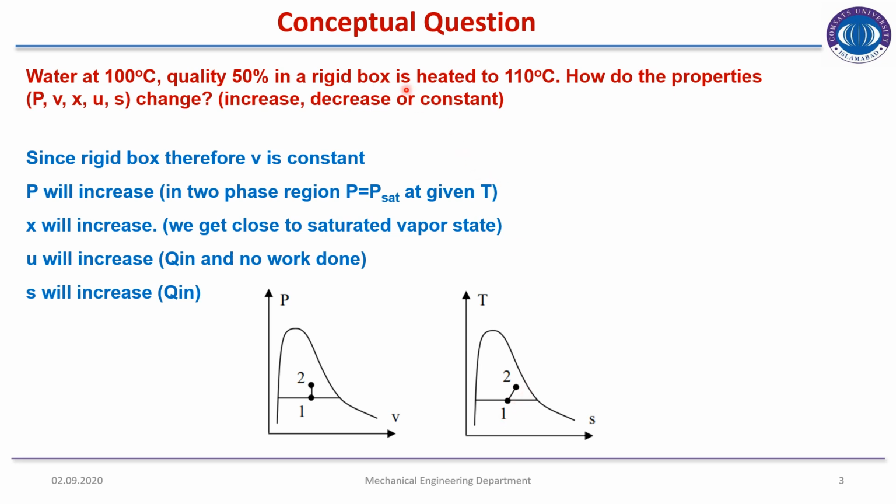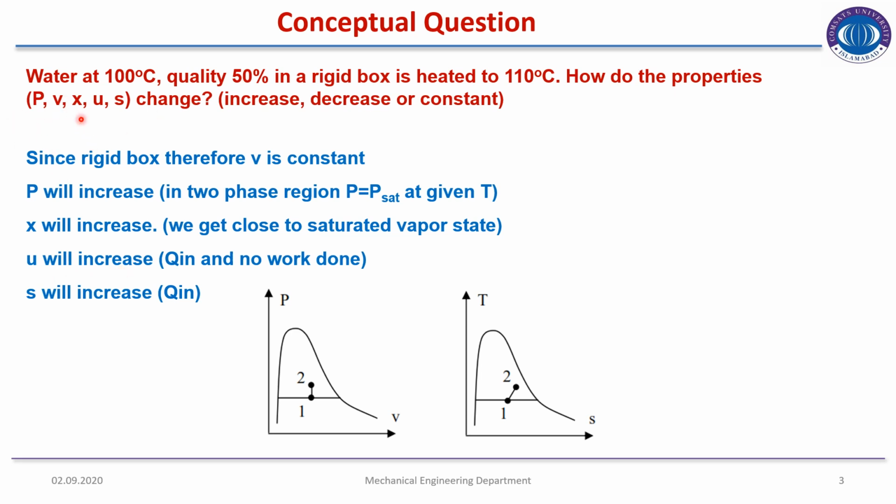But on the TS diagram, as the temperature changes, the value of entropy also changes. So as the box is heated, so energy will enter into the system and it will increase the entropy as well. So as Q is provided into the system or the system is heated, so thermal energy is absorbed by the system. Therefore, U or internal energy, that is a function of temperature. So as Q is absorbed and no work is done, therefore the value of specific internal energy will also increase.